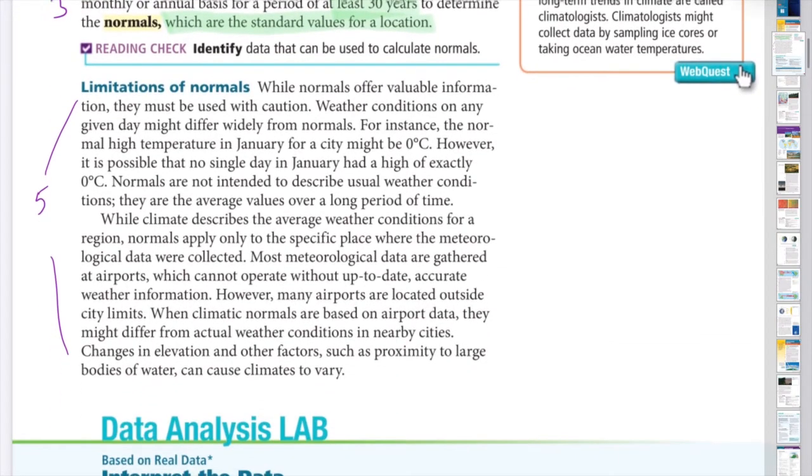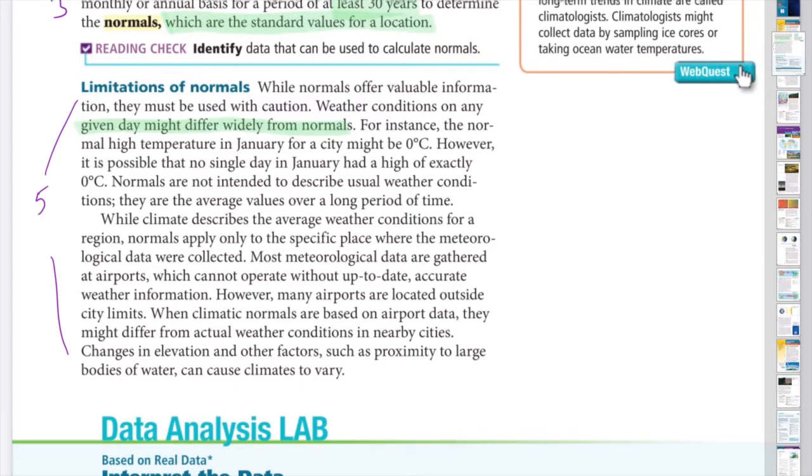Limitations of normals. While normals offer valuable information, they must be used with caution. Weather conditions on any given day may differ wildly from the normals. For instance, the normal high temperature in January for a city might be 0 degrees Celsius. However, it is possible that no single day in January had a high of exactly 0 degrees Celsius. Normals are not intended to describe usual weather conditions. They are the average values over a long period of time.